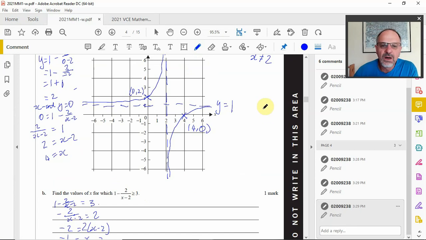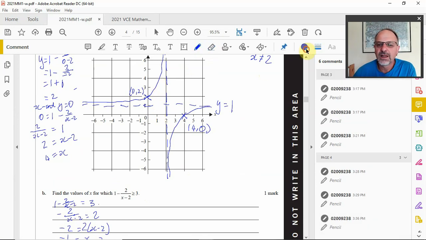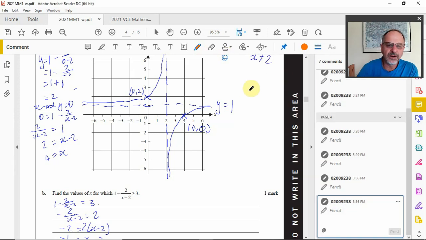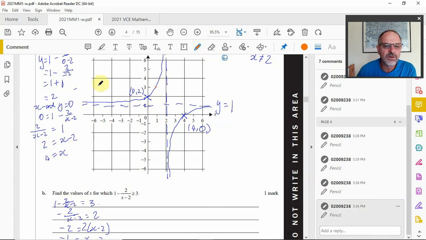So at x equals 1, which is here, if we come up there, that's 3. So what I'm going to do is change my colour here. Let's go to an orange. All right, so when y is 3, which is this line across here, I'm doing this for illustrative purposes, we're looking at x equals 1. All right, up to there.